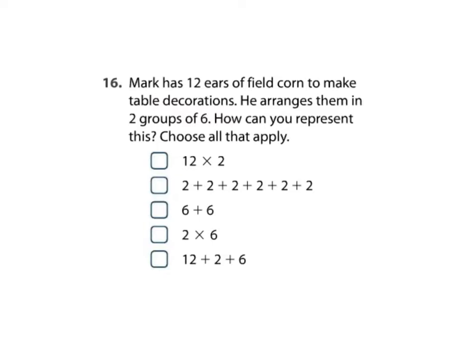So Mark has 12 ears of field corn to make table decorations. He arranges them in 2 groups of 6. How can you represent this? Choose all that apply. That means there was likely more than one correct answer. If he has 12 ears of corn to make table decorations, and he arranges them into 2 groups of 6, is 12 times 2 correct?